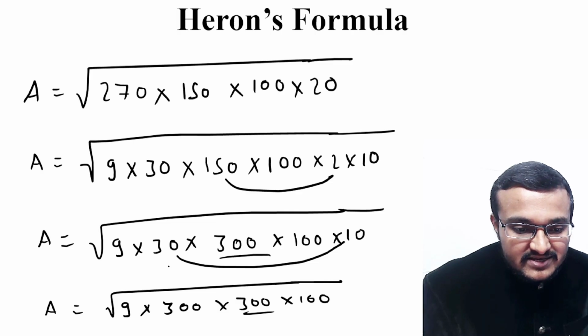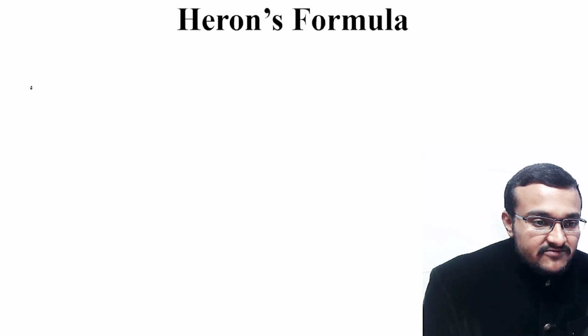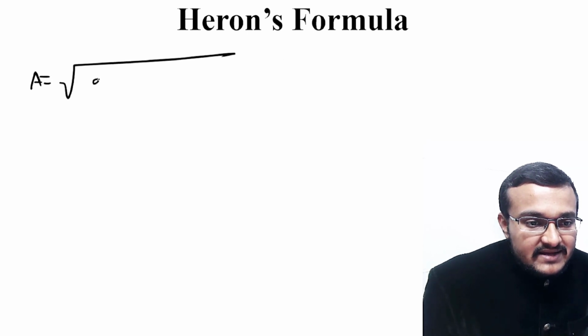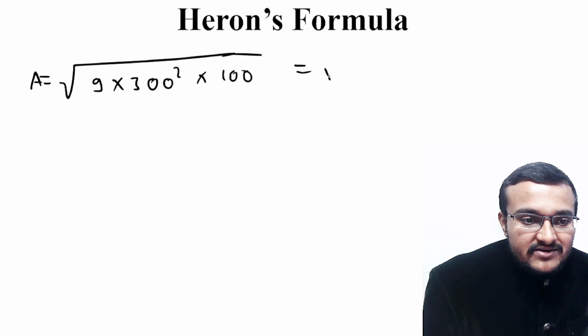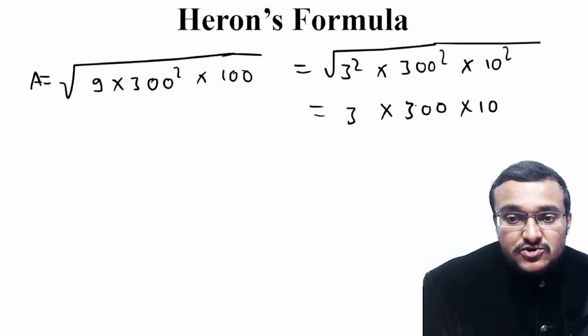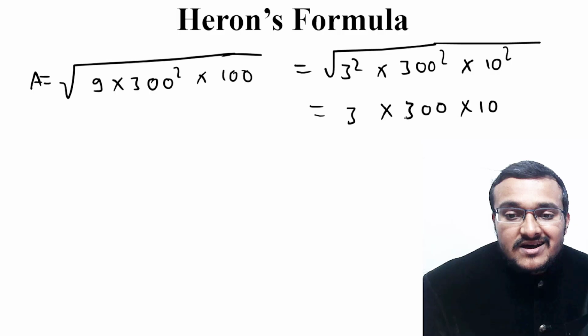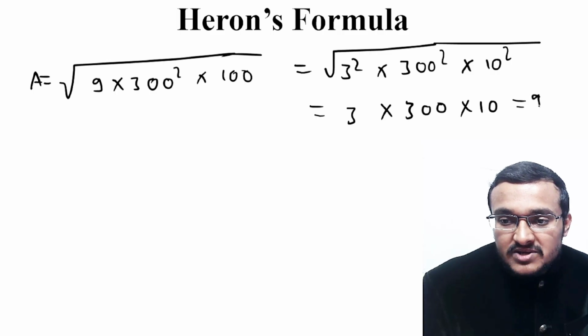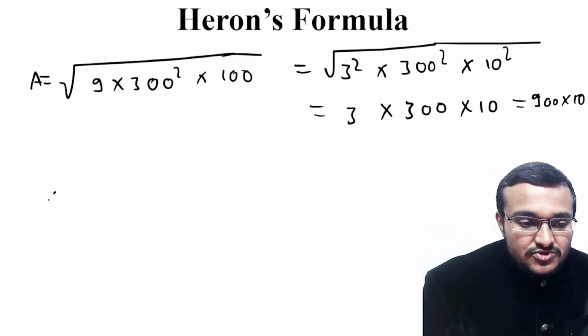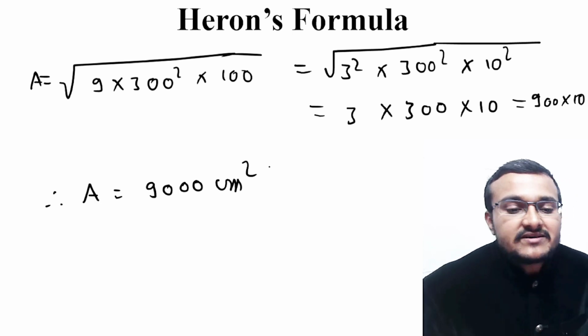So this 300 I am writing here. 30 into 10 is 300 and 100 is there, and 9 is there. So here we are getting area as 9 into 300 square into 100. This you can write as 3 square into 300 square into 10 square. So square root of 3 square is 3, square root of 300 square is 300, square root of 10 square is 10. So 3 into 3 is 9, 900 into 10. Therefore area is 9000 centimeter square.